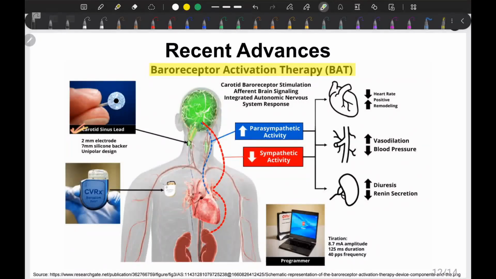going from this receptor to the brain, and this afferent will stimulate the nucleus tractus solitarius and ultimately upregulate the parasympathetic activity and downregulate the sympathetic activity. So the ultimate result will be a decrease in blood pressure. Okay, so that is baroreceptor activation therapy. Basically we use it for treatment-resistant hypertension. We use a carotid sinus lead to stimulate the baroreceptors, and specifically speaking, it will stimulate the afferent that is carrying sensation from these baroreceptors.